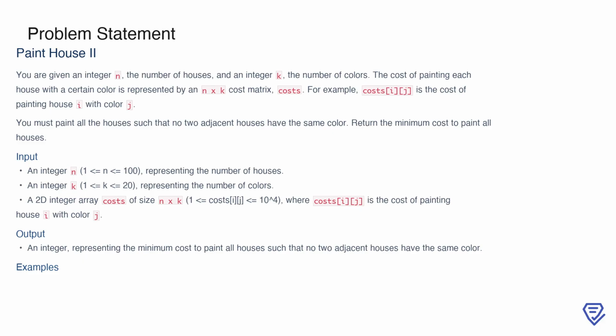The input includes three components: an integer n for the number of houses, an integer k for the number of available colors, and the 2D array costs that provides the painting costs. The output is a single integer representing the minimum cost required to paint all houses while meeting the constraint that adjacent houses must have different colors.